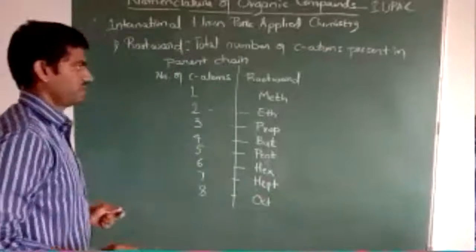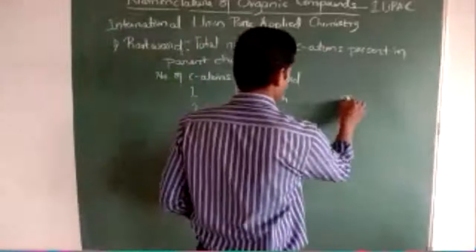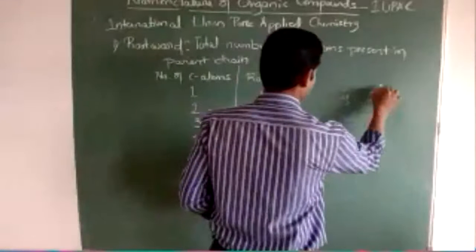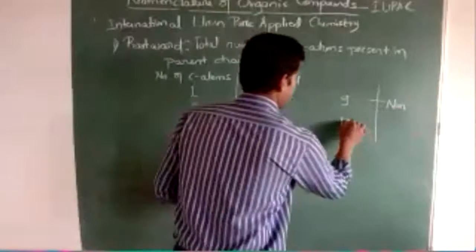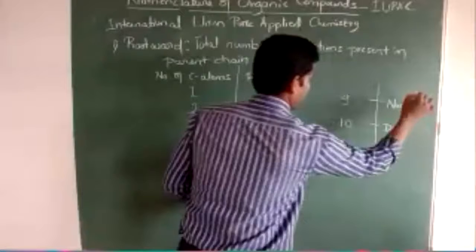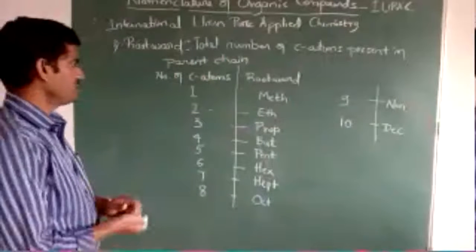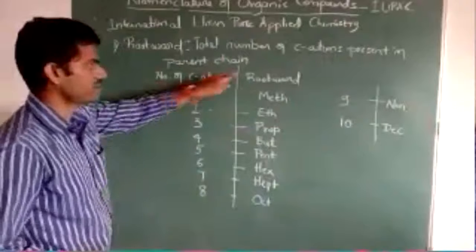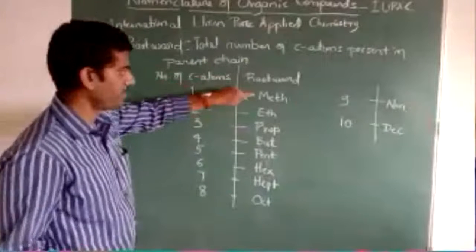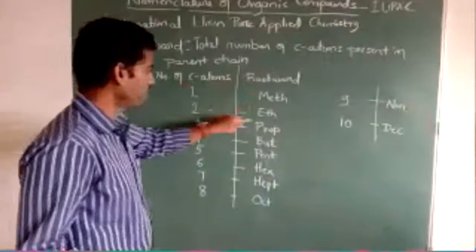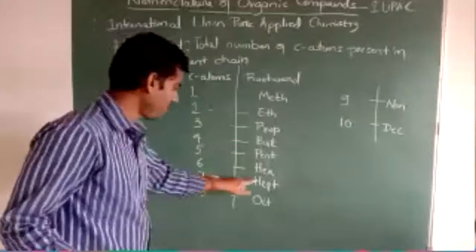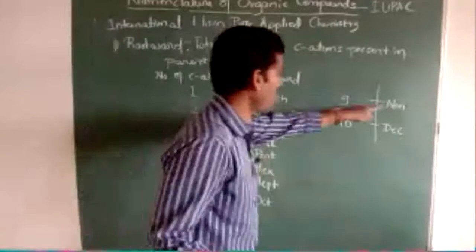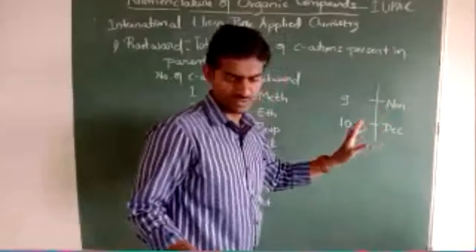If you are having nine carbon atoms, that is non. N-O-N. If you are having ten carbon atoms, then it is dec. First you learn that one: number of carbon atoms and root word. One carbon is meth, two is eth, three is prop, four is but, five is pent, six is hex, seven is hept, eight is oct, nine is non, ten is dec. Understood?